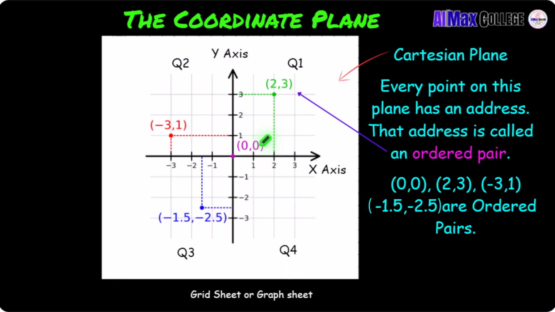So we talked about an ordered pair. So this one is an ordered pair. 2, 3. 3, 1. Minus 3, 1 is another ordered pair. Minus 1.5, minus 2.5. So those are the ordered pairs.